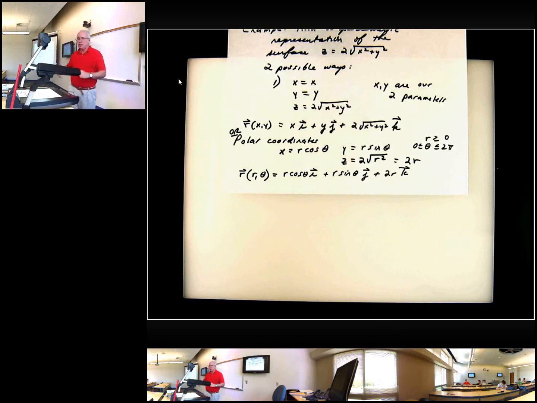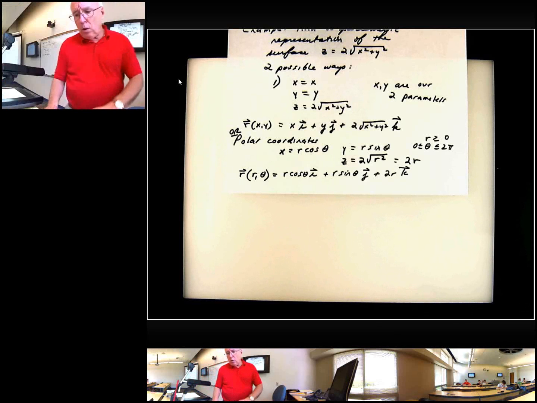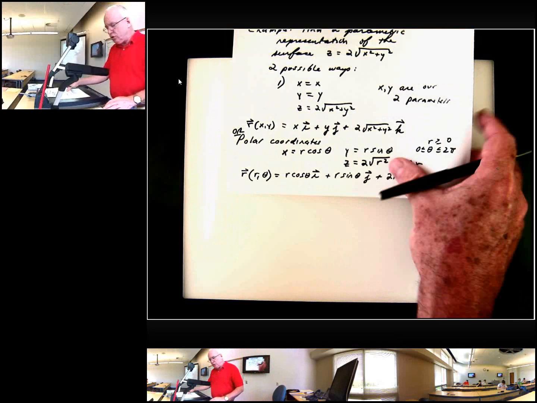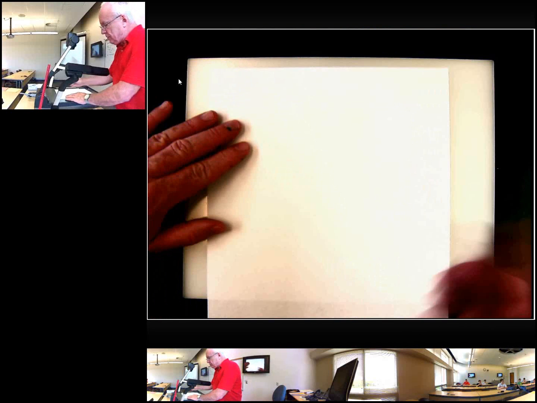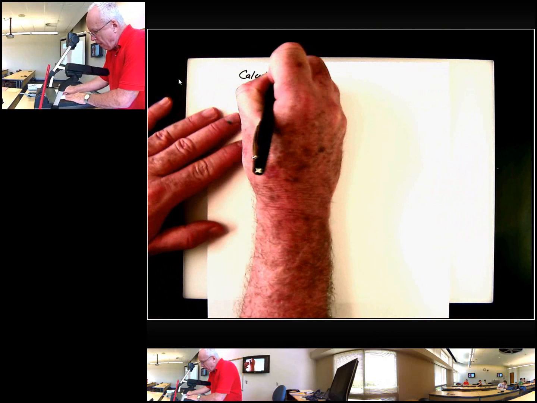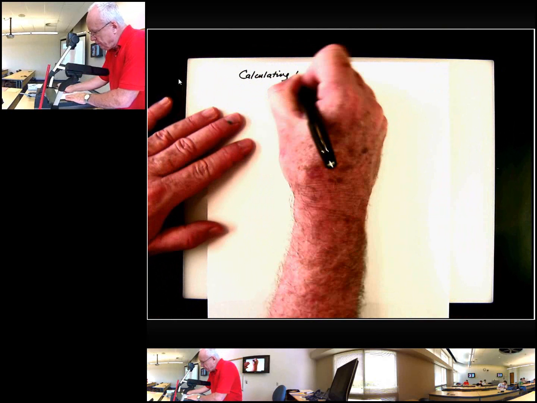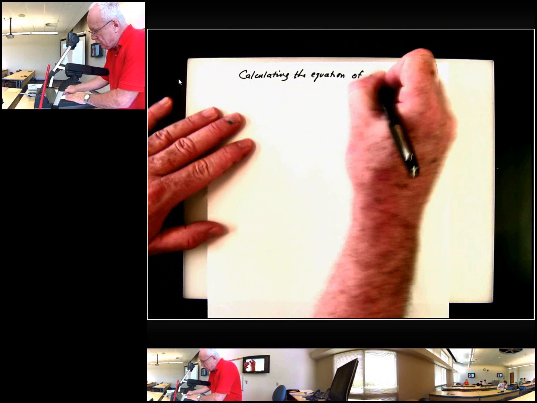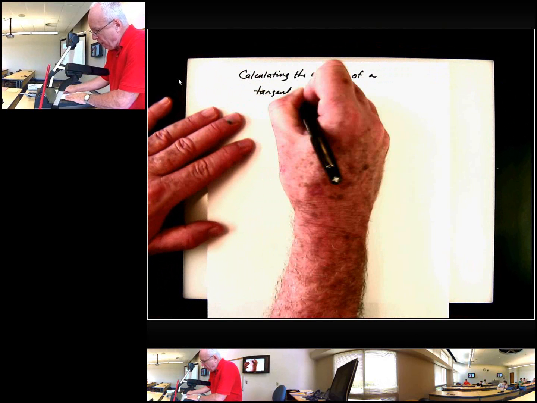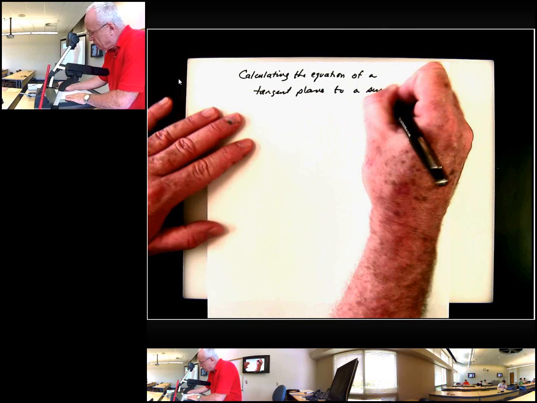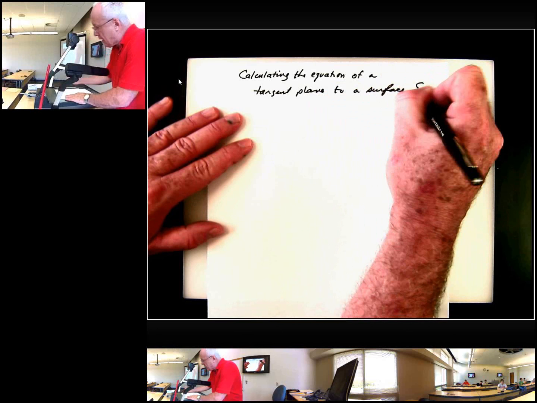Okay. So we see how we can take a surface and use two variables, 2 parameters to represent this thing that's in 3-dimensional space. Okay, now what I want to go to next then, the next topic in this has to do with a tangent plane, and more specifically, calculating the equation of a tangent plane to a surface, we'll call the surface capital S.